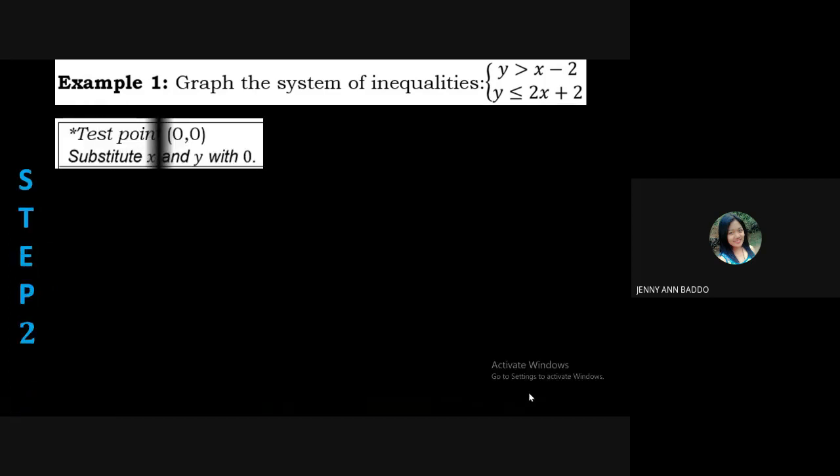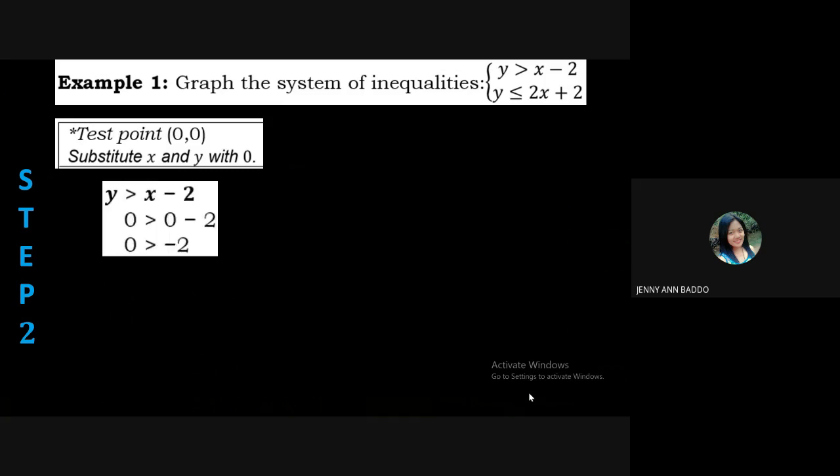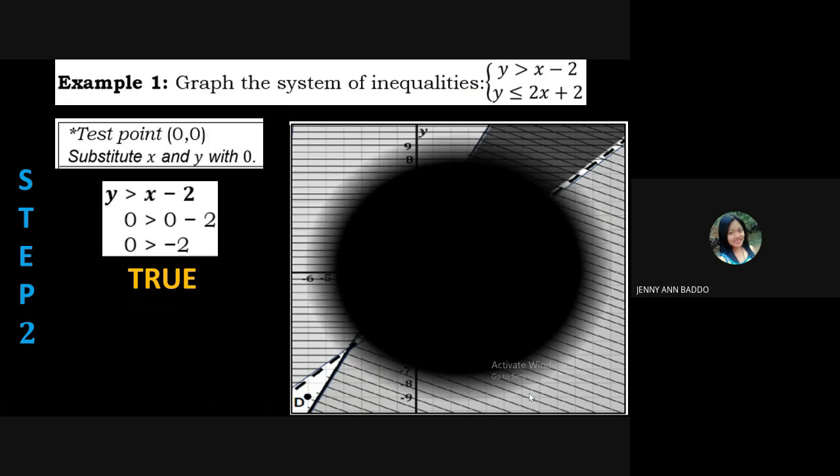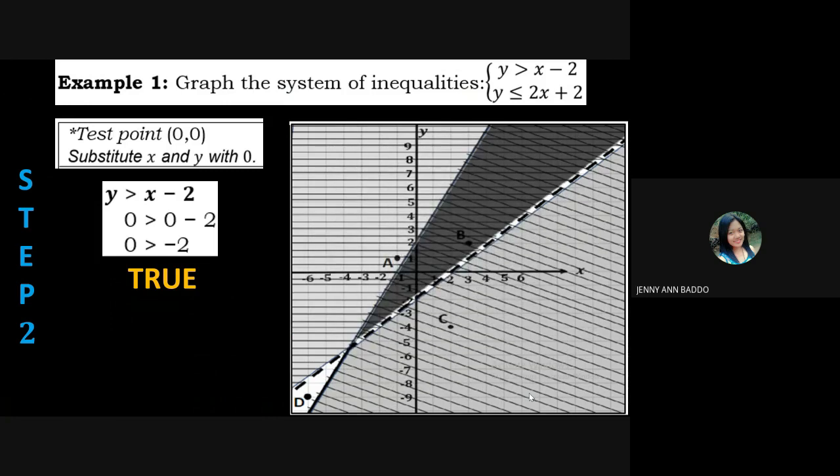Step 2. We now have to determine the shaded region. And that is done by testing the point (0, 0), by substituting x and y with 0. So using the first linear inequality, y is greater than x minus 2, we have 0 is greater than negative 2. That statement is true.